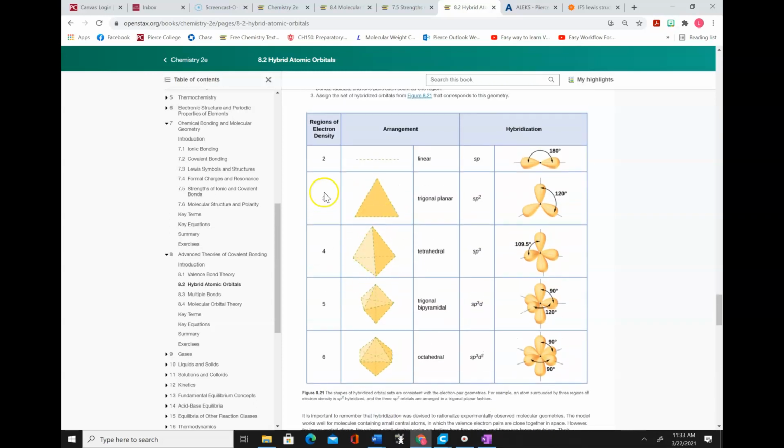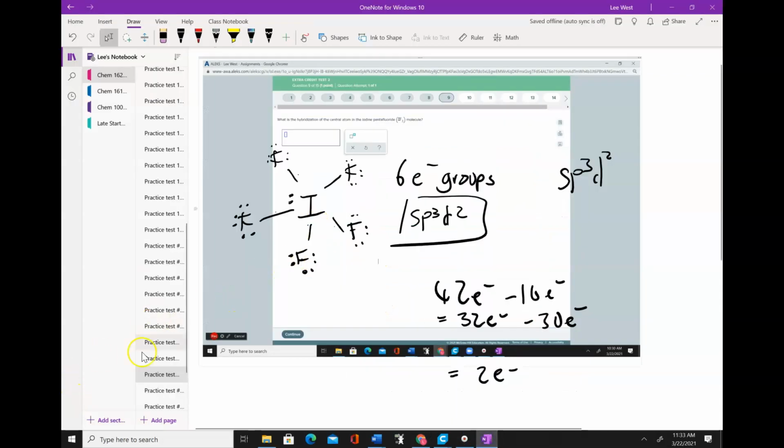There's a nice little table in here that could be helpful to consult if you ever get confused. Keep that in mind. All we're looking at is the regions of electron density, and that corresponds to the hybridization of our atom. It's a pretty simple idea. If you've got a good grip on VSEPR theory, it's not too hard to get the hybridization worked out. All right, on to question 10.